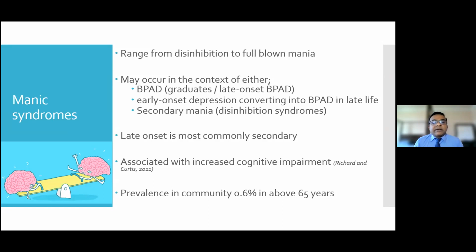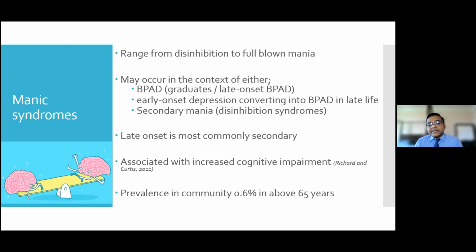It may occur in the context of bipolar affective disorder, from young age to late onset. Early onset depression is connected to bipolar type, the treatment second, right? And late onset is most commonly secondary. If somebody is getting a manic symptom in very late life, after 65 or 75, the chances are it's more secondary causes, and associated with increased cognitive impairment.